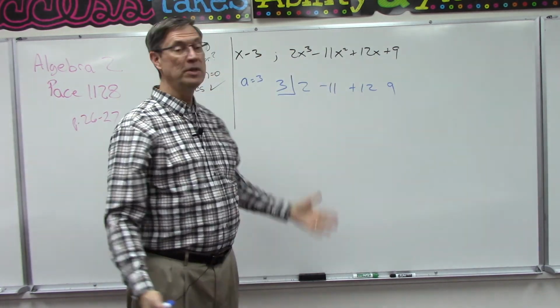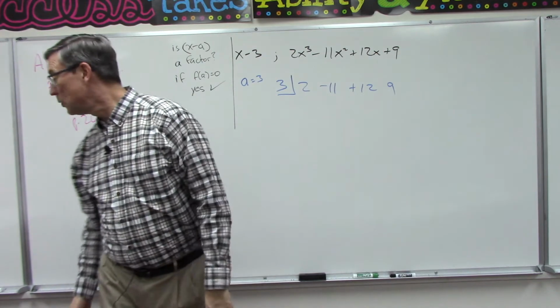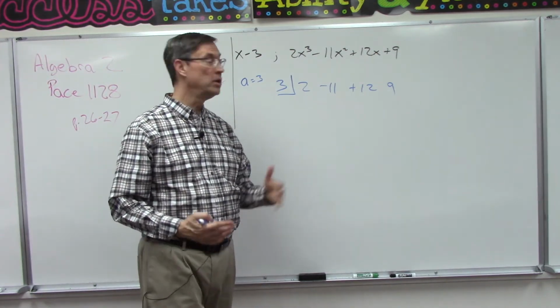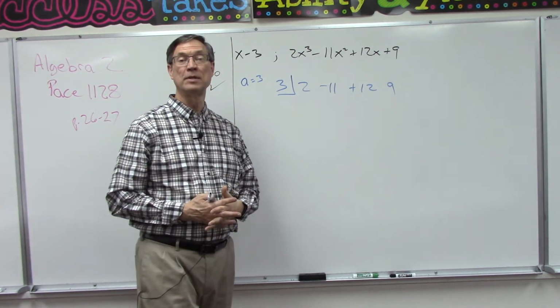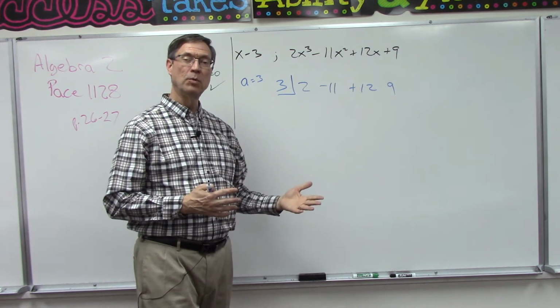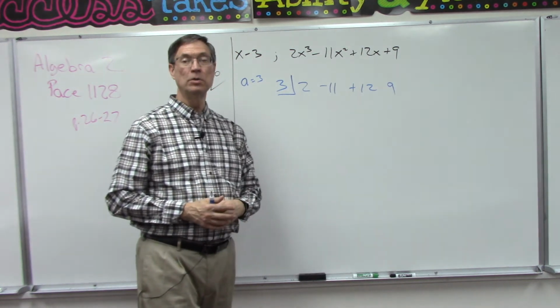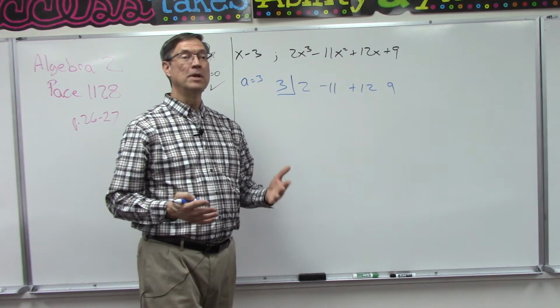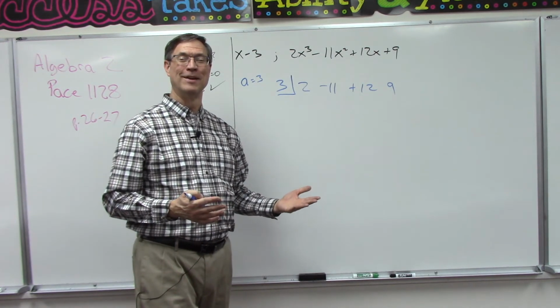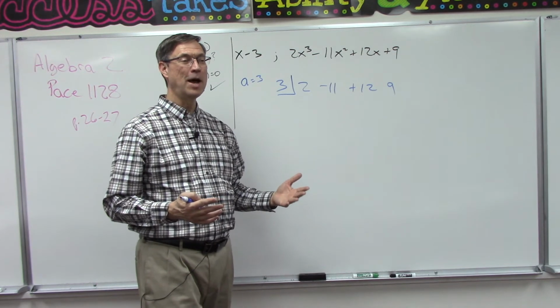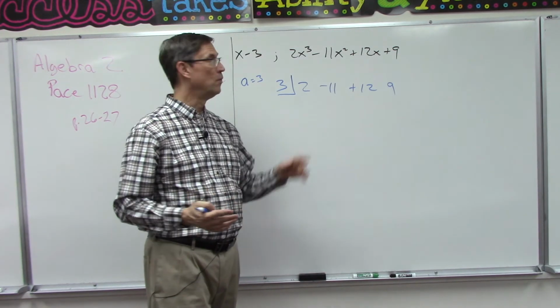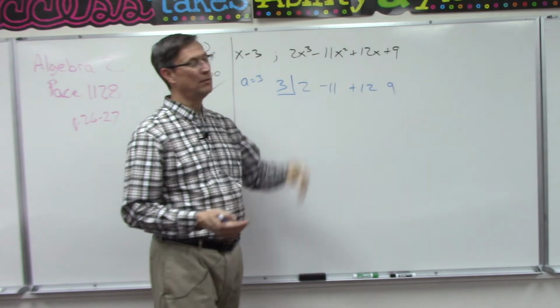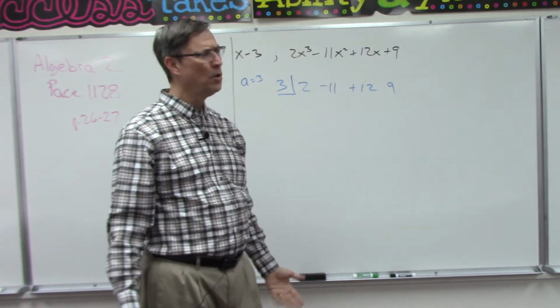So for all of these problems you're going to do on page 26, 27, you are going to do this same step. You're going to do synthetic substitution. Sometimes it'll work out to be 0 for your final answer. Half the time it will not. If it does, then you answer yes. If it turns out to not be 0, then you say no. This is not a factor of that. That's all we're doing, okay? It's a yes or no answer.